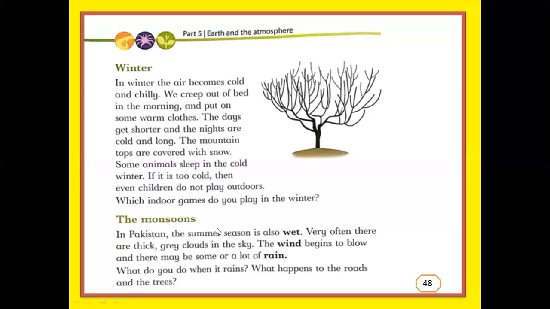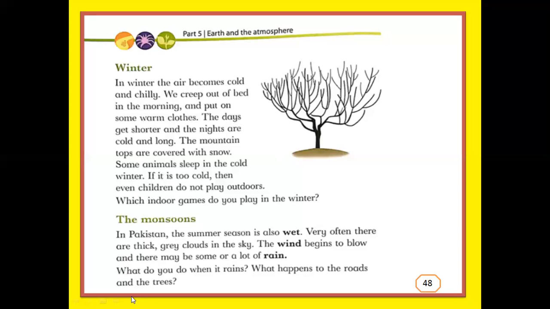Okay, in this season, most of the time you can see grey clouds in the sky, and the winds begin to blow, and there may be some or a lot of rain. In this season, you can see most of the clouds in the sky and also a lot of rain. And this season is called monsoon.